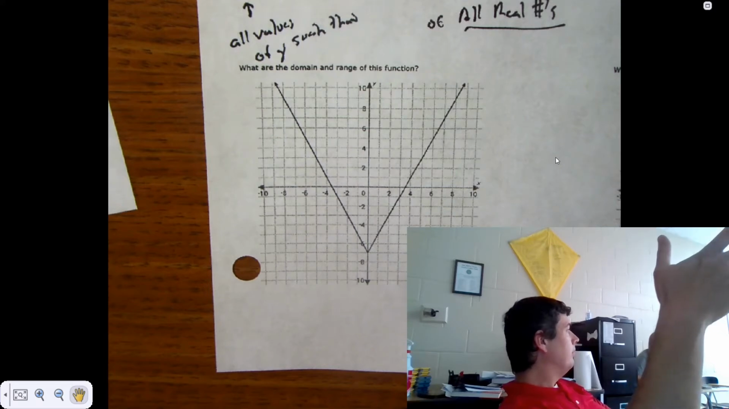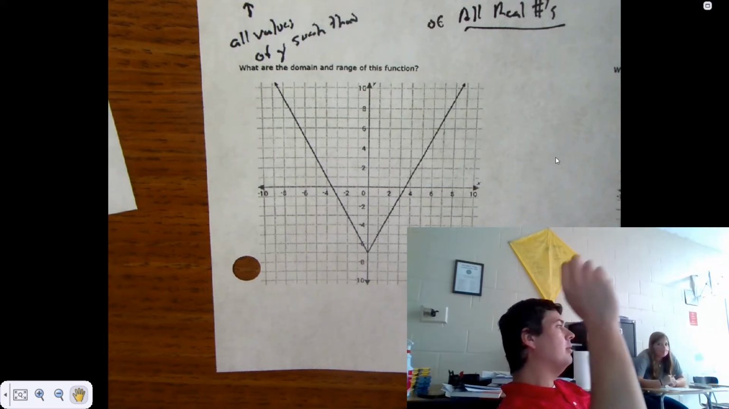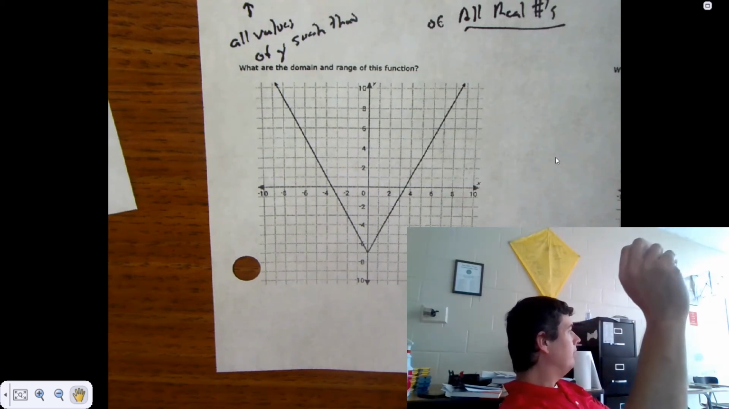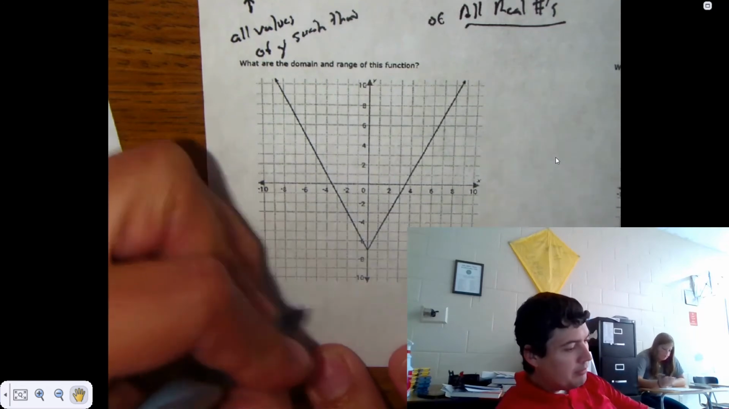Domain. All real numbers. It's absolute value, kids. If it looks like a V, what's the domain? All real numbers.